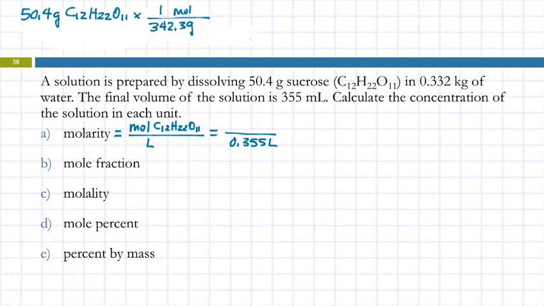So 50.4 divided by 342.3 equals 0.147. This has 3 significant figures. This has 4. So my answer should have 3, but this is not a final answer, so I'm going to carry 2 extra digits to avoid rounding. So it's that many moles of sucrose. Everybody okay with that?